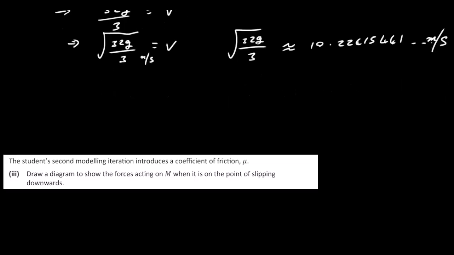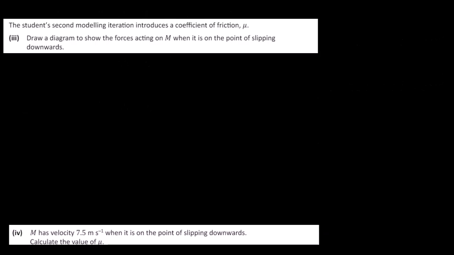Okay, so let's look at part 3. The student's second modelling iteration introduces a coefficient of friction mu. Draw a diagram to show the forces acting on M when it is on the point of slipping downwards. Okay, so again we're going to start with M and we'll draw its weight first. So weight is acting down. So that's mg. That's its weight.